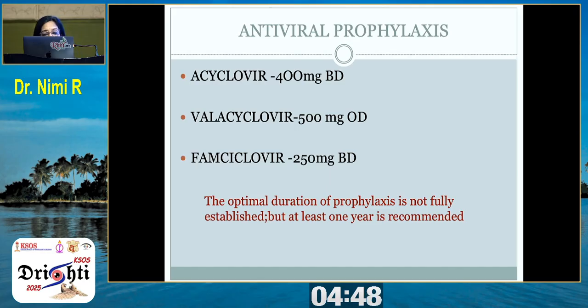So these are the drugs that are given for antiviral prophylaxis. Acyclovir 400 milligram BD, valacyclovir 500 milligram OD, and famciclovir 250 milligram BD. The optimal duration of prophylaxis is not fully established, but at least 1 year is recommended.